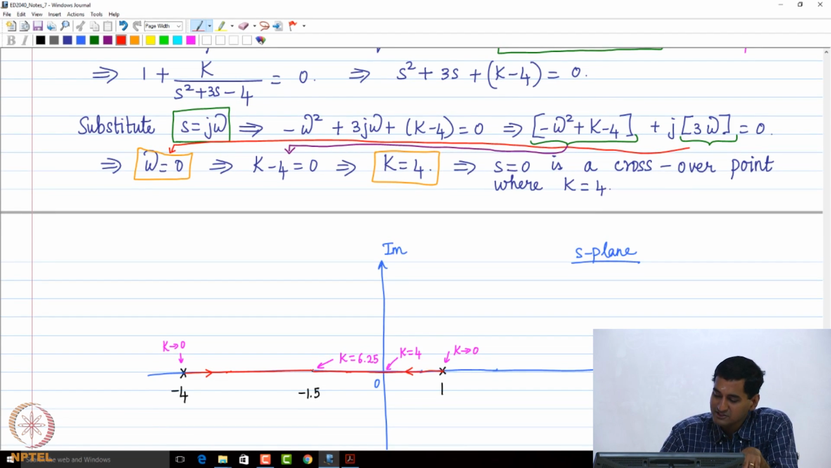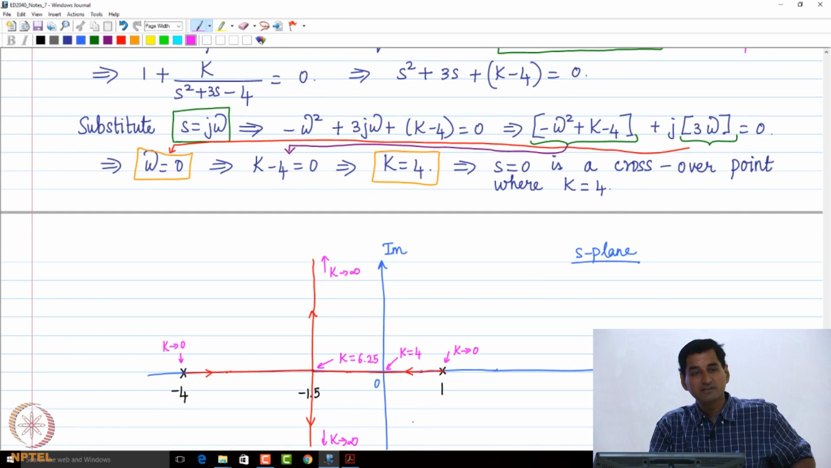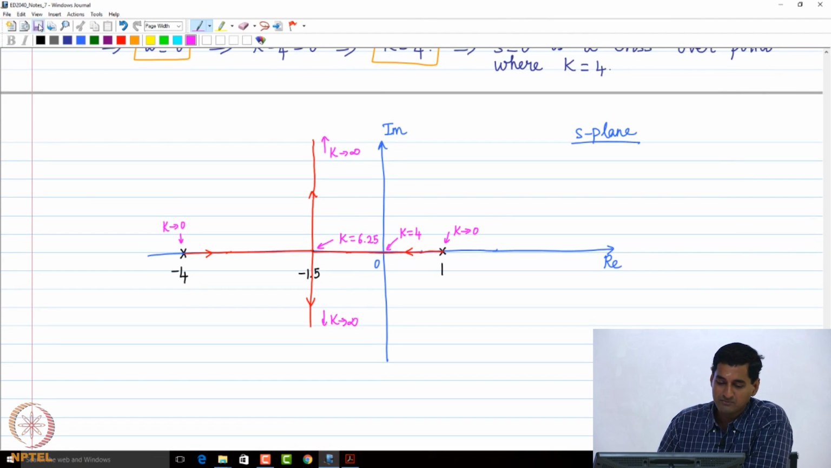So, what we will have in this problem is that one branch will just take off vertically upwards, and another branch will just go vertically downwards. This is what happens as k tends to infinity. This is how you should mark the root locus and mark all the critical points and so on. So, that is the complete root locus for this particular problem.